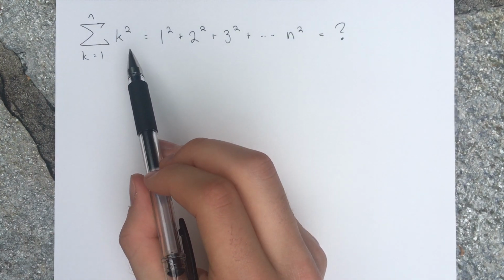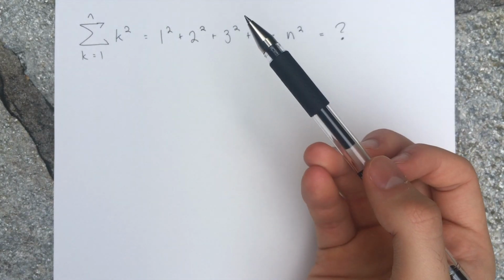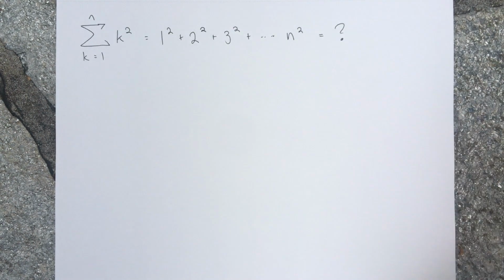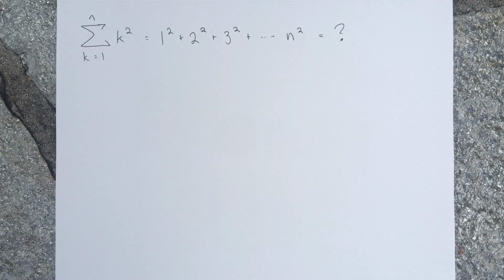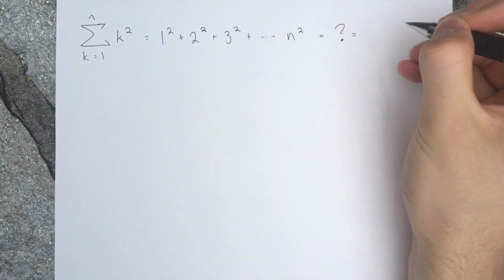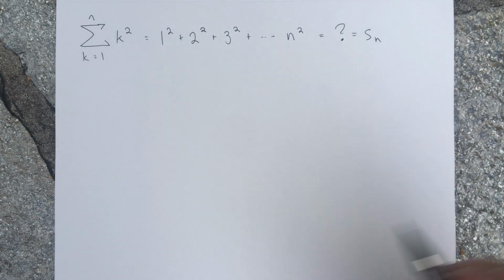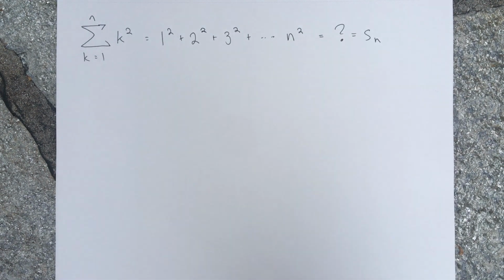What's the sum of k squared from 1 to n? So that is 1 squared plus 2 squared plus 3 squared up to n squared. So let's first start by calling this something. We'll call it Sn. And now let me offer you another way to look at this.